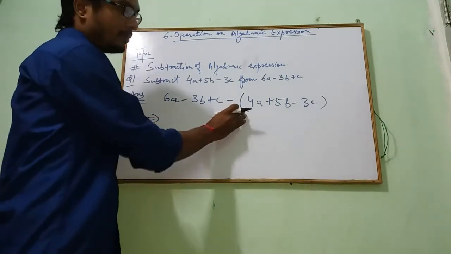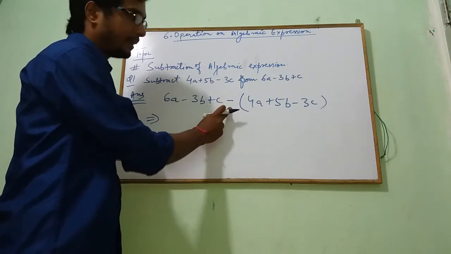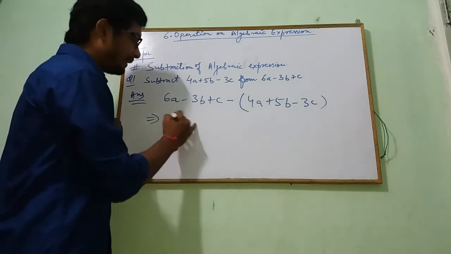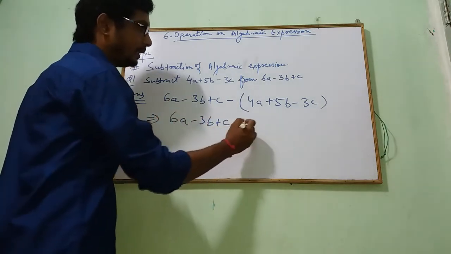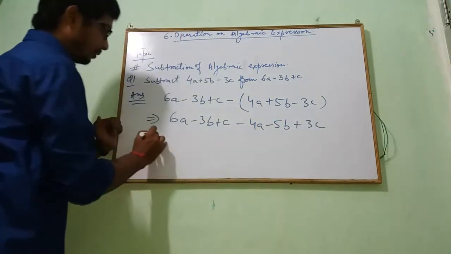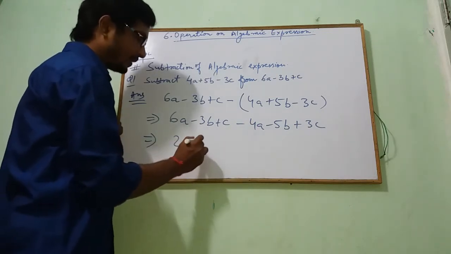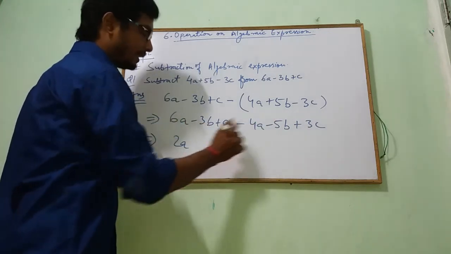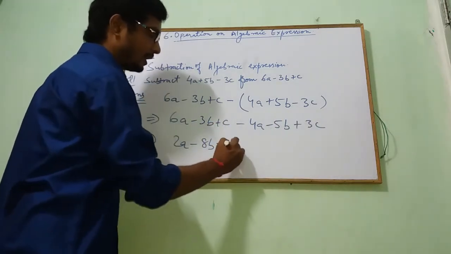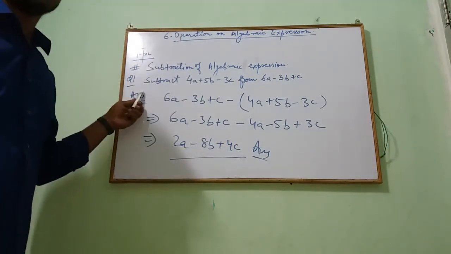Now when I remove the bracket, since minus is there outside the bracket, all the signs inside the bracket get changed. So I will write here 6a minus 3b plus c, then minus 4a minus 5b plus 3c. So it becomes 6a minus 4a becomes 2a, then minus 3b minus 5b becomes minus 8b, then plus c plus 3c becomes plus 4c. So by this method also you can solve the subtraction of algebraic expressions.